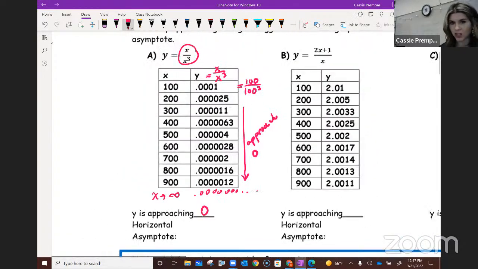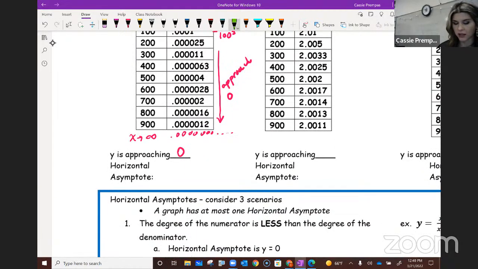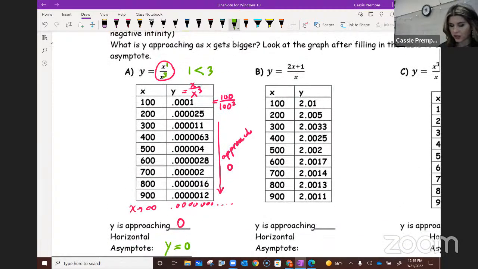Specifically, what happened in the equation that made that happen is the degree of the numerator. Do you guys remember the word degree? What is degree? The exponent. So the degree of the numerator, or the exponent of the numerator, is 1. The exponent of the denominator is 3. When the degree of the numerator is less than the degree of the denominator, this will always happen. The y values will always get closer and closer to 0, which means we'll have a horizontal asymptote at y equals 0.